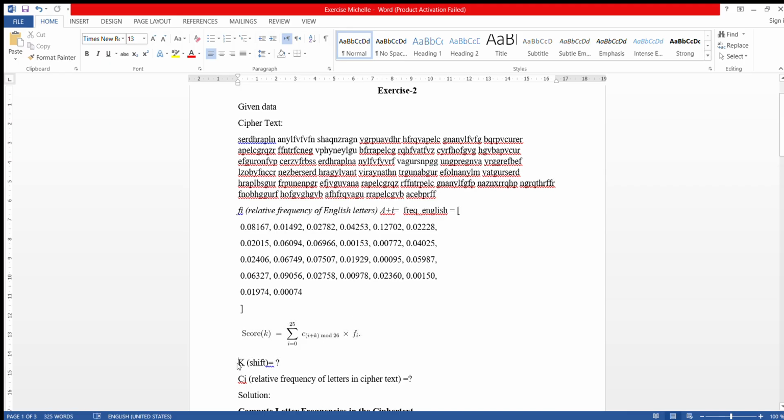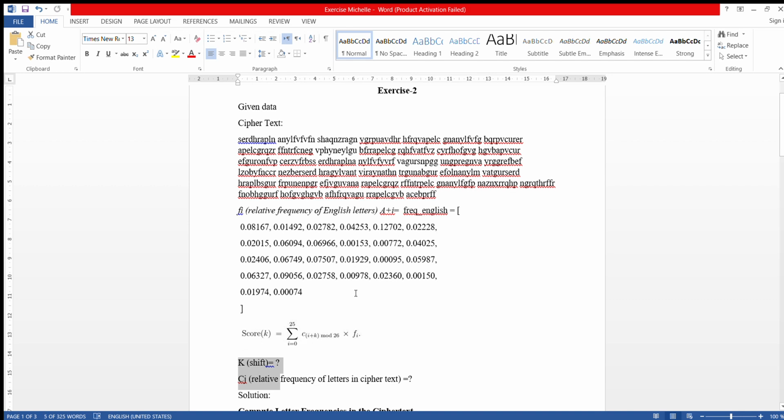The shift is represented by K, and we also need to calculate Cj, the relative frequency of letters in the ciphertext. Given this ciphertext, we check which letter appears how many times. This is called Cj, the relative frequency of letters in the ciphertext. We need to find these two values, and then we put them in this equation and calculate the score.